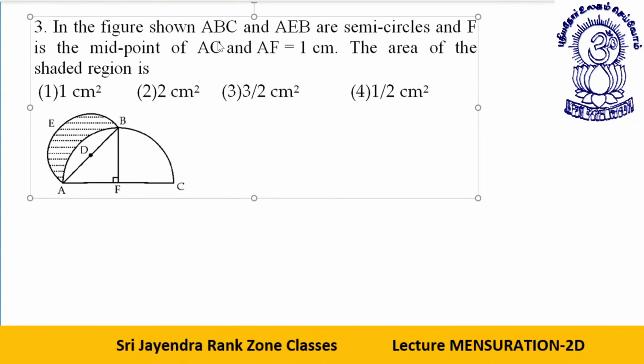In the figure shown, A, B, C and A, E, B are semicircles and F is the midpoint of AC. F is the midpoint of AC and AF is equal to 1. This AF is equal to 1. You have to determine the area of the shaded region. See students, how will we do it? The area of shaded region is actually what? This is a semicircle first, this is a semicircle, area of shaded region.